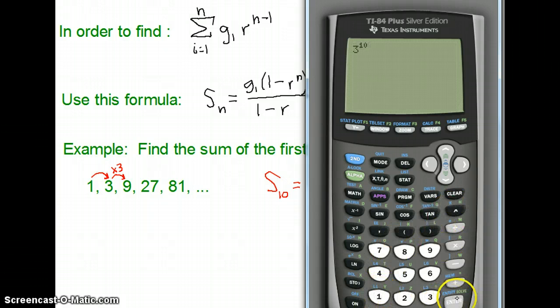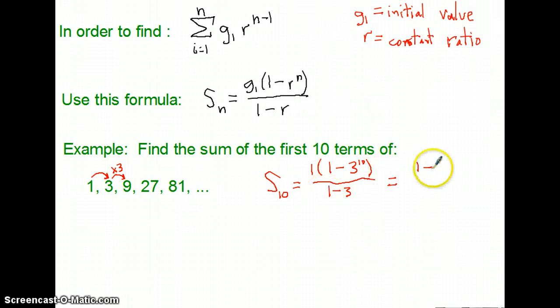3 to the 10th power is 59,049. Don't let these big numbers scare you. Over, now you're going, whoa, that's going to be negative. Well, so is this. So we're talking about 59,000, negative 59,048. That's nice. It's an even number divided by negative 2.